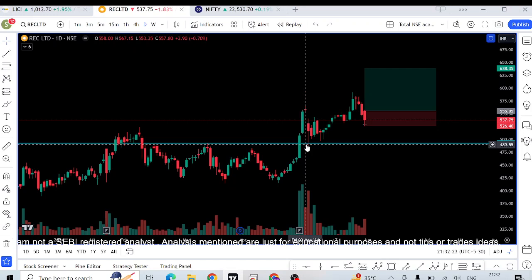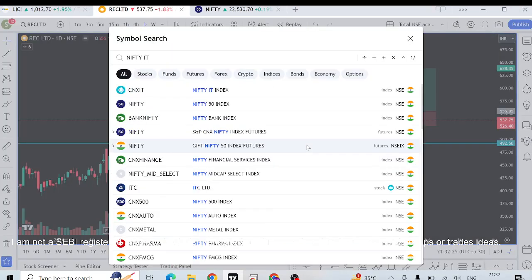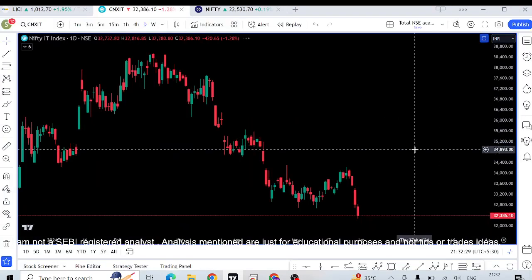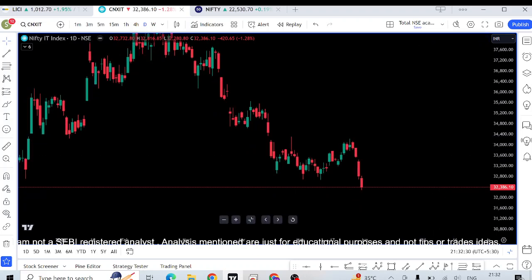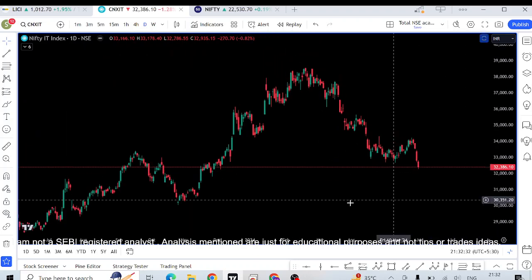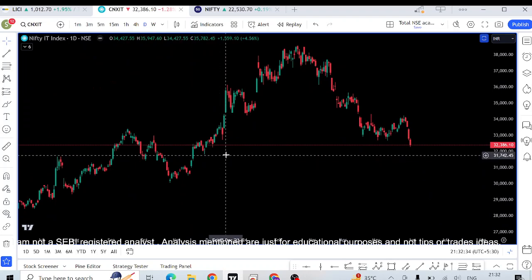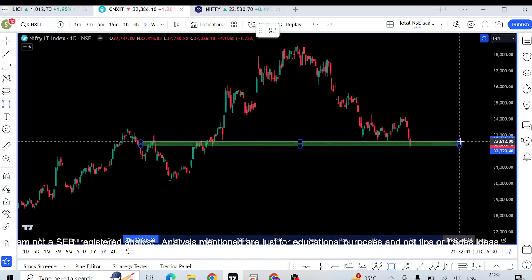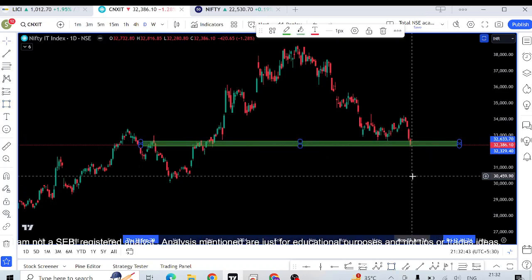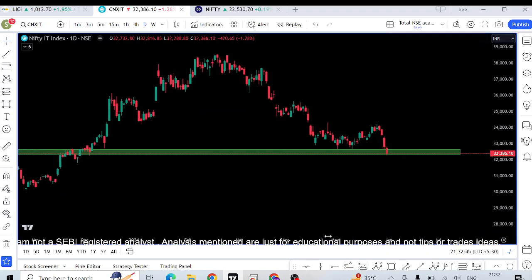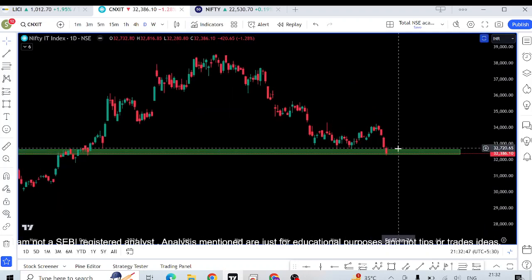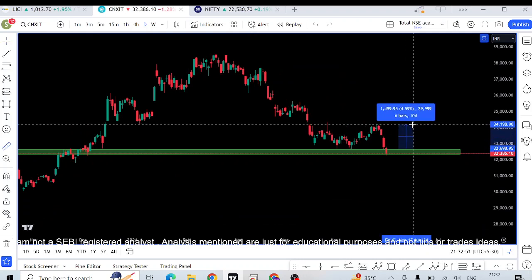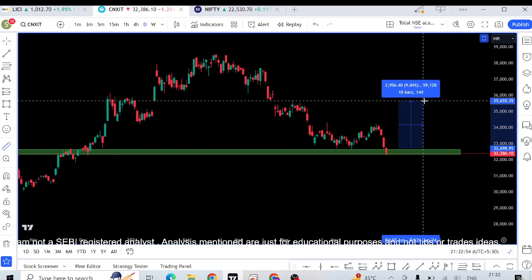I'll show you one interesting thing about the IT index. You can see that the IT index is going around some support levels. This is kind of a good congestion and support level zone for the IT index. If IT reclaims this level of 32,700, we can see a good rally in IT of around 5 to 10%.